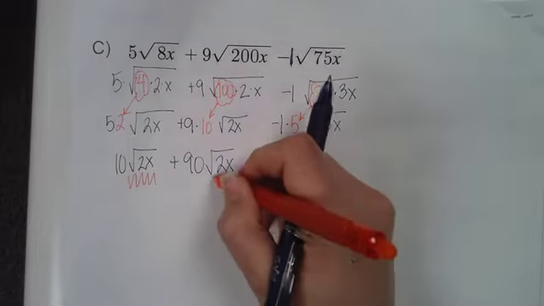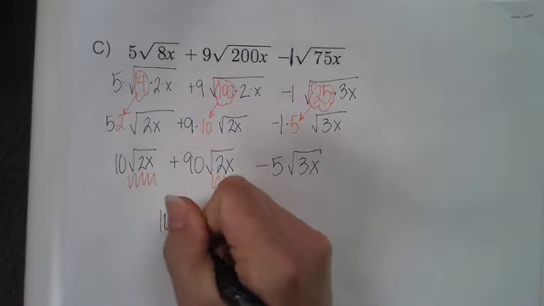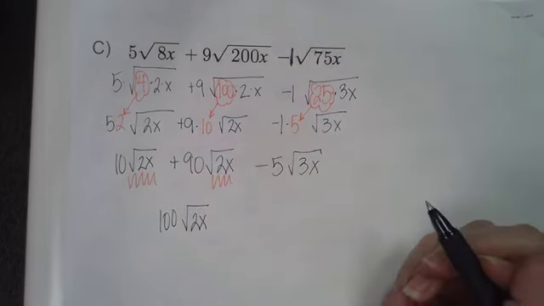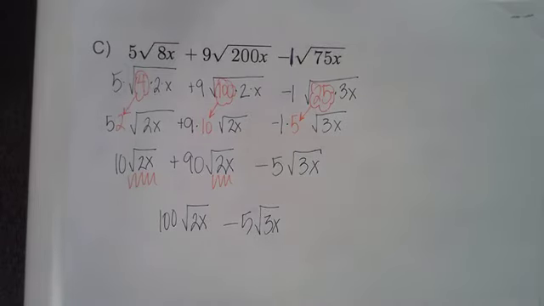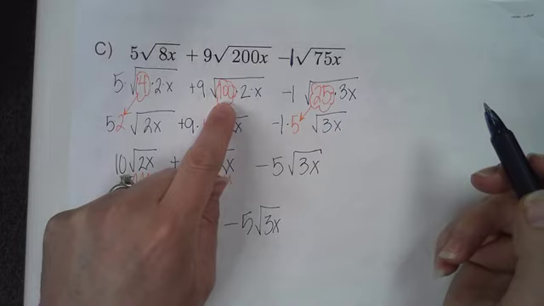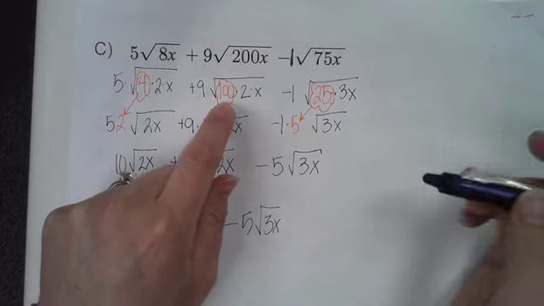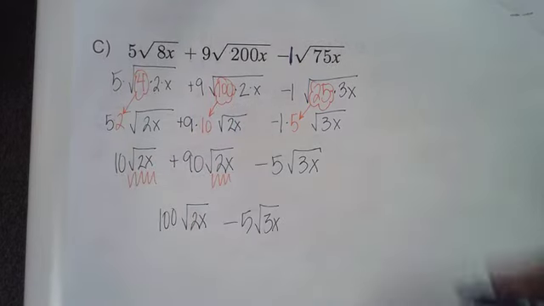The 10 radical 2x plus 90 radical 2x is 100 radical 2x's minus 5 radical 3x's. That one was not a like term, so it stays separate. Okay? Do you have questions for me? It's pretty easy, yeah? All right, looking for perfect squares is way better than breaking this down into 2 times 2 times 2 times 2 times. Oh, lots of 2's. Okay.